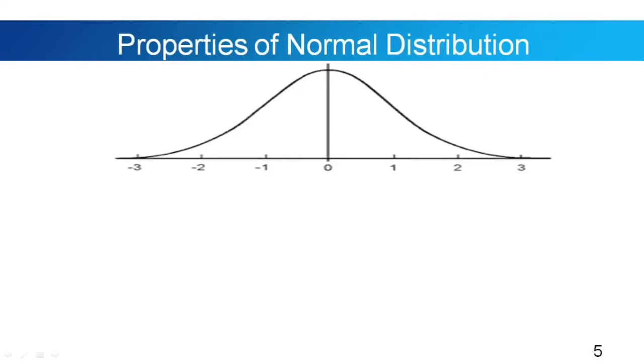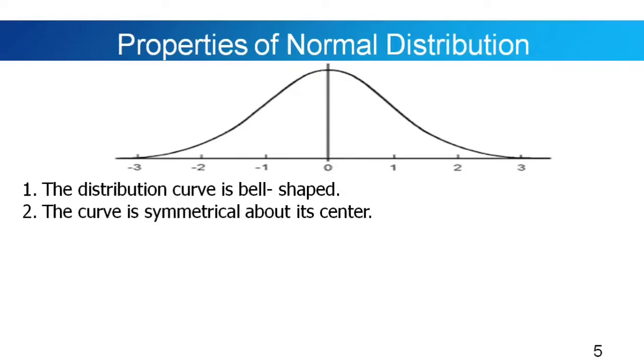We have here the properties of normal distribution. First, the distribution curve is bell-shaped. As you can see in the picture, this is our normal distribution curve. It is bell-shaped, and sometimes it looks like a mountain seen from the distance.